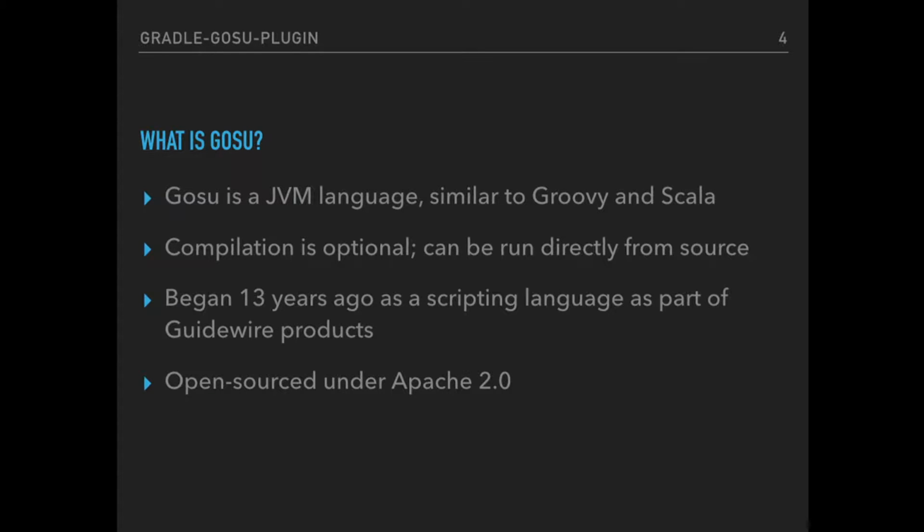So, first of all, what is Gosu? Well, we already heard about another JVM language this morning with Kotlin. And we actually got a nice shout out from Dimitri, so that was great. So Gosu is a JVM language similar to Groovy and Scala.